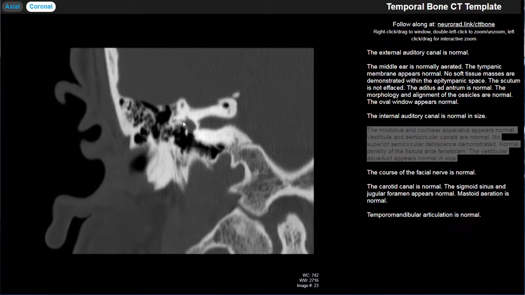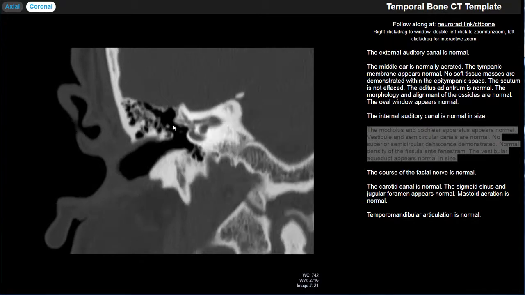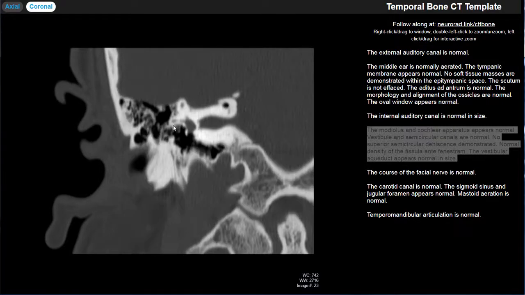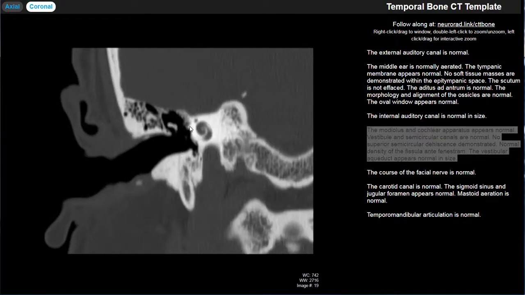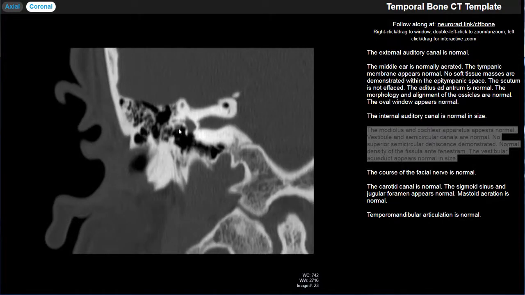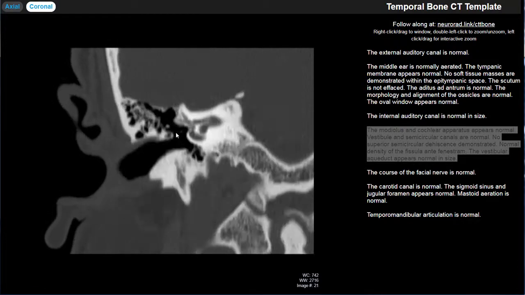The lateral semicircular canal points laterally in the axial plane, and it can be identified as well by a promontory within the middle ear that marks the location of the lateral semicircular canal. The tympanic segment of the facial nerve that my mouse is pointing at runs directly under the lateral semicircular canal. So those are very important landmarks for knowing where the facial nerve is at.